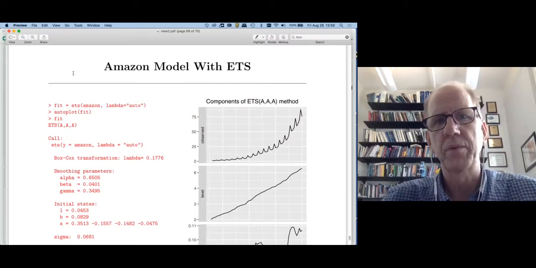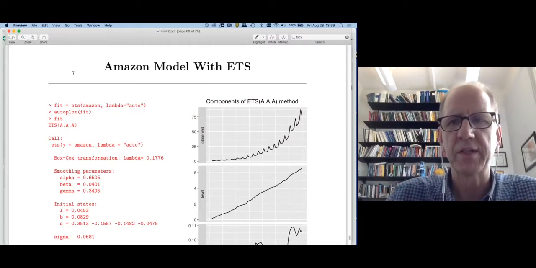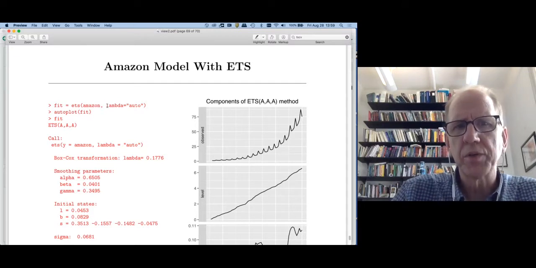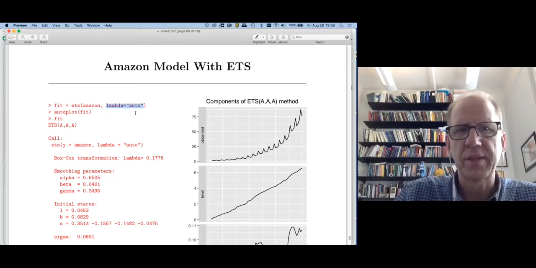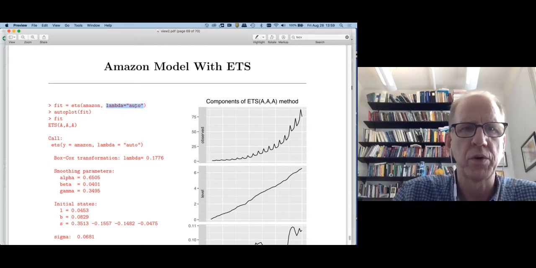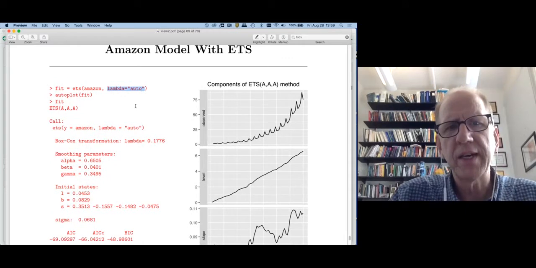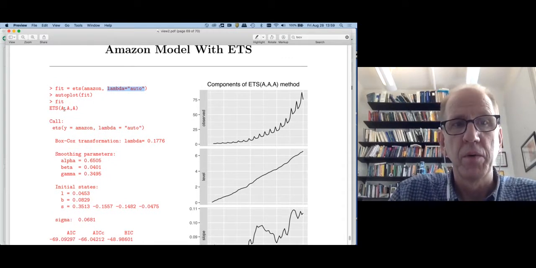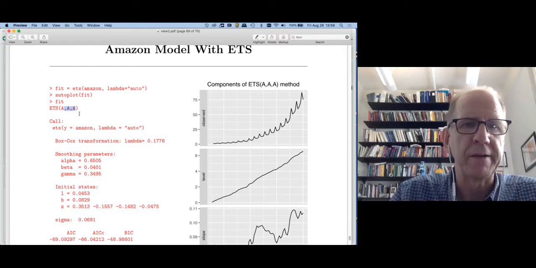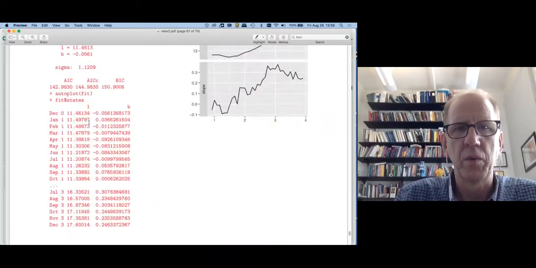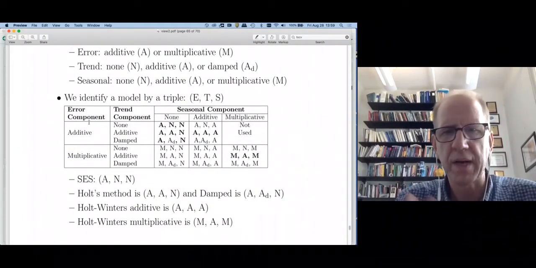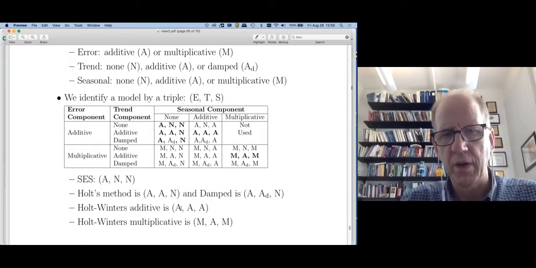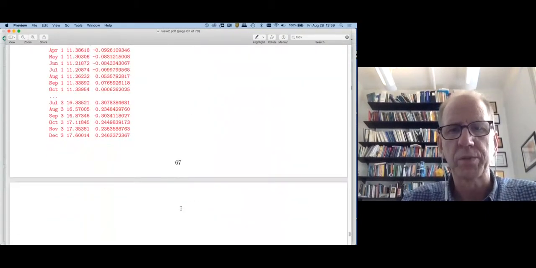Let's go take a look at another example that we've looked at many times in the past, which is the Amazon sales data. I'm going to let ETS choose a Box-Cox transformation. We know from previous analyses that that's a fairly important part because we have some exponential growth with Amazon. So after taking a Box-Cox transformation, what ETS wants is AAA. And so that's basically what we found before, that logged or Box-Cox version of AAA for the Holt-Winters additive model works pretty well.